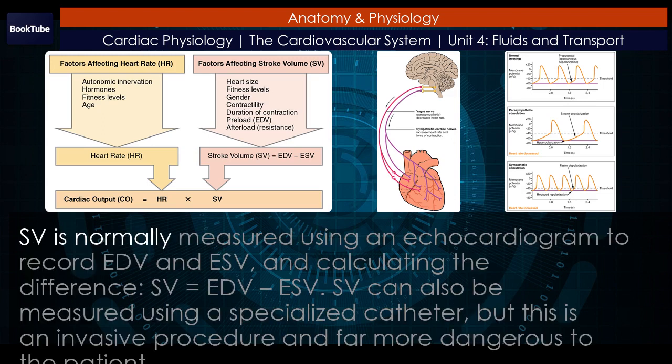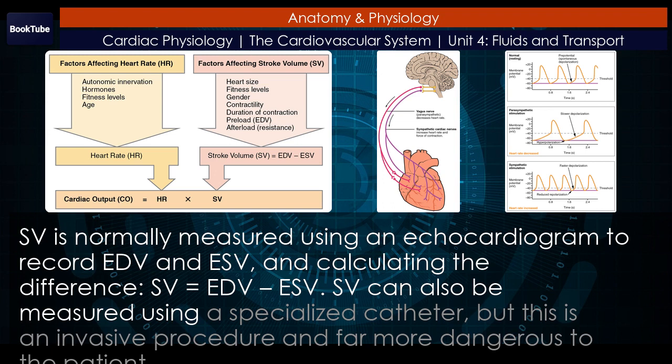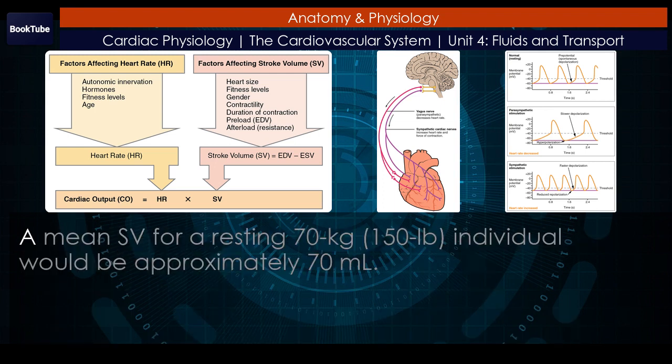SV is normally measured using an echocardiogram to record EDV and ESV, and calculating the difference. SV equals EDV minus ESV. SV can also be measured using a specialized catheter, but this is an invasive procedure and far more dangerous to the patient. A mean SV for a resting 70 kg, 150 lb individual would be approximately 70 milliliters.